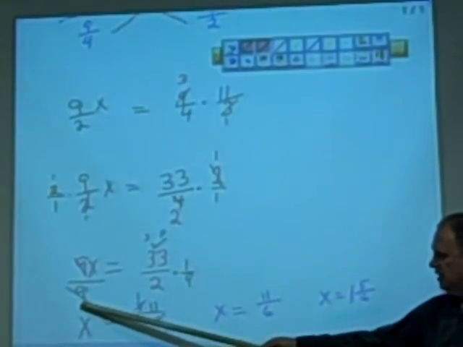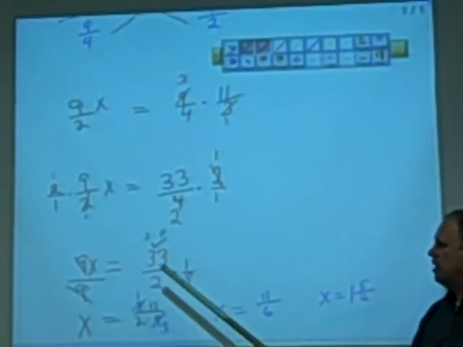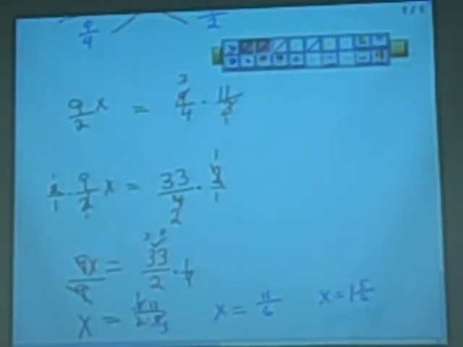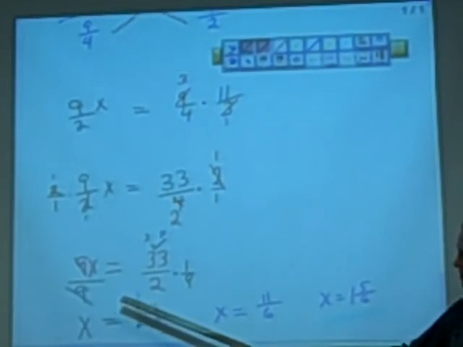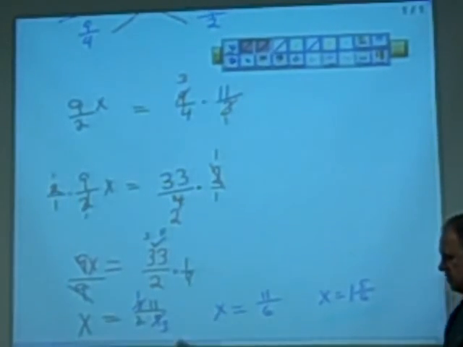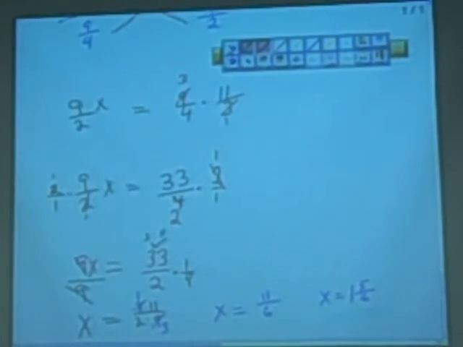You cannot, if you divide 9 here, you have to divide 9 here. If you divide 9 here, you cannot multiply 9 up here. It has to be division. If you're dividing here, you have to divide the 9 there to make them balance. The sides have to balance.